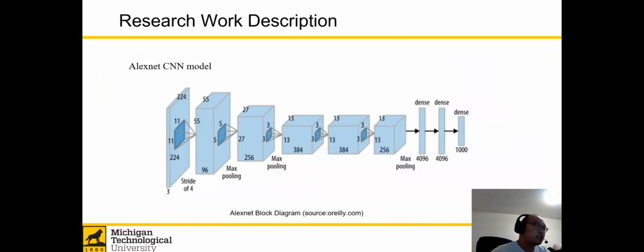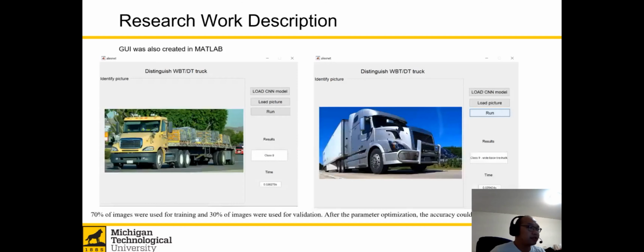And for the picture classification, we tried the AlexNet model, and this picture is from the source shown below. AlexNet consists of eight layers. The first 5 layers are convolutional layers, and some of them are followed by max pooling layers, and the last 3 layers are fully connected layers. So we use this network to get the models and classify the pictures.